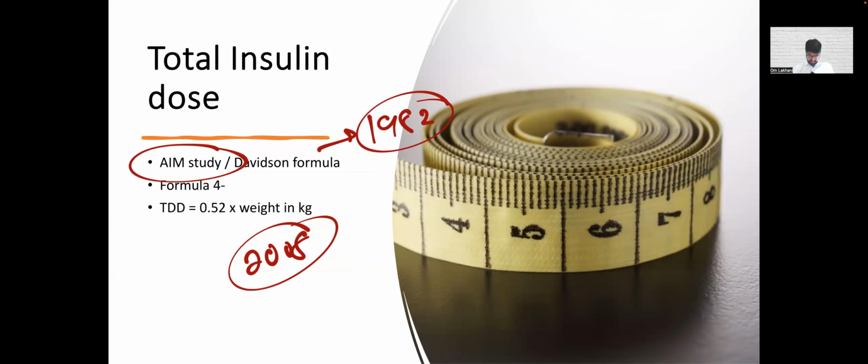So first, let's talk about total dose of insulin. How much total dose of insulin would you give in a patient with type 1 diabetes? Now the total dose of insulin is calculated using 0.52 into weight. So again, to simplify, you can just do 0.5 into weight. Okay, so let's take a case scenario where you have a patient with type 1 diabetes who presents for the first time and you want to start a basal bolus insulin regime.